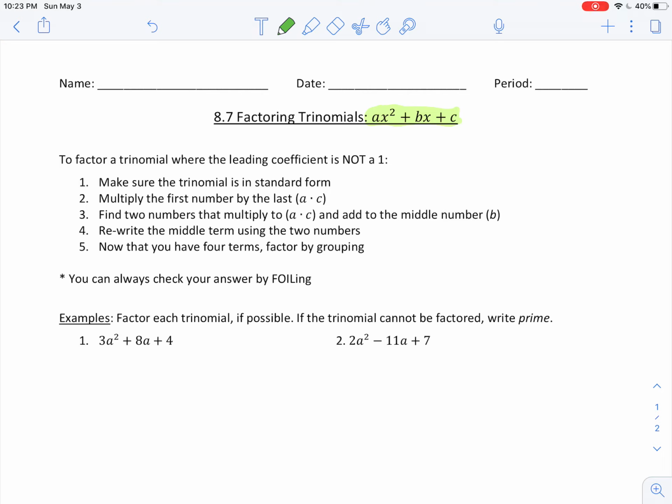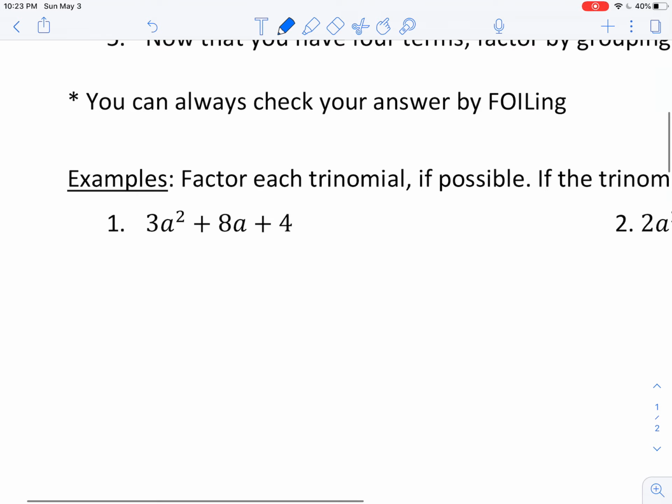When you take a look at the examples, it says factor a trinomial if it's possible. If the trinomial cannot be factored, write prime. So there are actually some cases where we can't factor, and I'll show you that when we get to one of them. So let's go through this process.